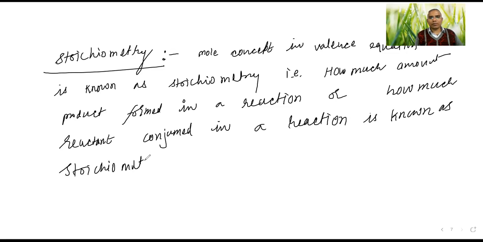Meaning that if you are applying the mole concept in a reaction and they are asking, for example, 20 gram of CO2 is reacting with this many gram of something, how much amount of the product is formed? This type of reaction, when you study it, is what is known as stoichiometry. Are you able to understand the meaning of stoichiometry, what I am telling here?